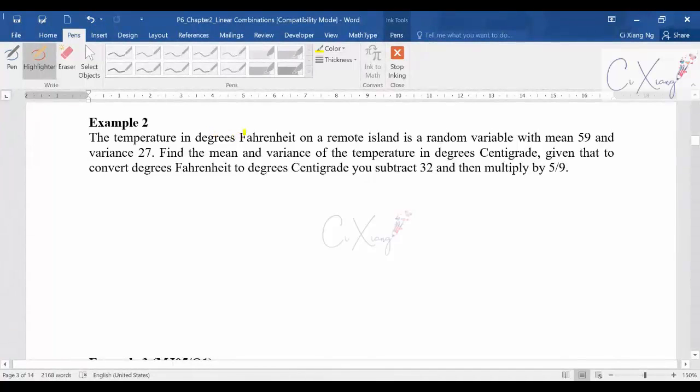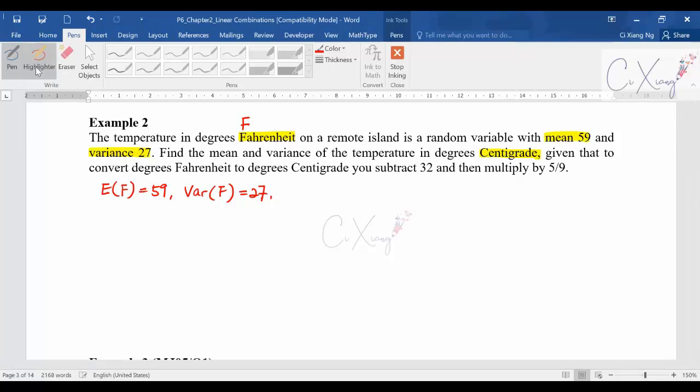There are two types of degree, degree in Fahrenheit and also degree in centigrade. For Fahrenheit, you have mean 59 and variance 27. When you write it out, maybe I can put F as Fahrenheit. Therefore, the mean of Fahrenheit is 59, and the variance of Fahrenheit is 27.